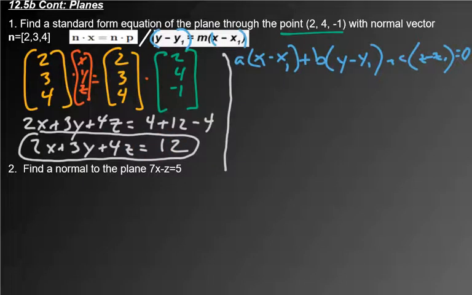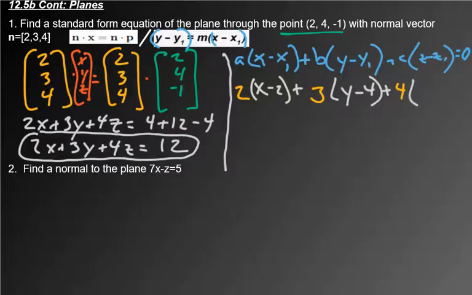slope form, x1 and y1 are from the point, and this relates to the slope, which, when we write it out like this, actually is the normal vector. So if we fill this stuff in, the normal vector is 2, 3, 4, and then we have x minus 2, and then y minus 4, and then z plus 1. That's how double negatives work.